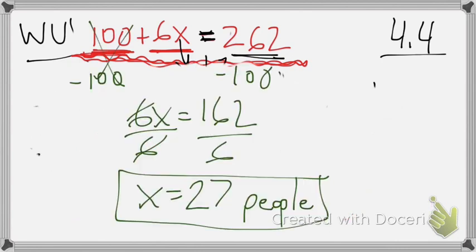I did all the work that I just talked about. We subtracted 100 first, then divide by 6, and you should get 27. So that would mean 27 people showed up to your party. I don't know how many you invited, but you guys get the picture. There's going to be a problem on your practice quiz just like that. It'll be a different story and context, but you're going to do it the same way.